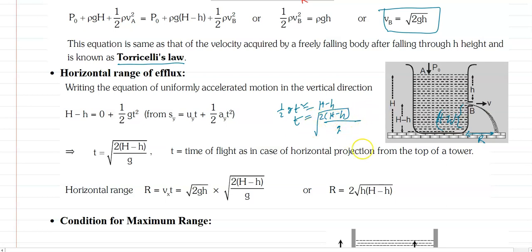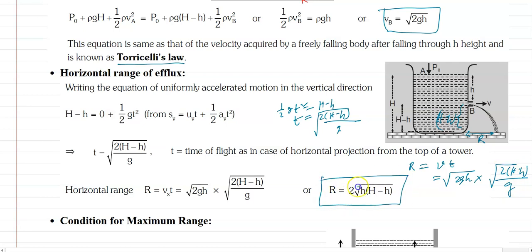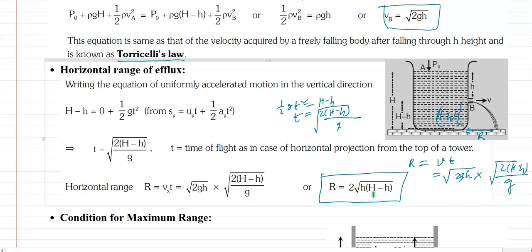Then the range R equals v into t. That means root over 2gh into root over 2 into capital H minus small h by g. Calculating this, we find the horizontal range of efflux will be 2 root over h into capital H minus small h.